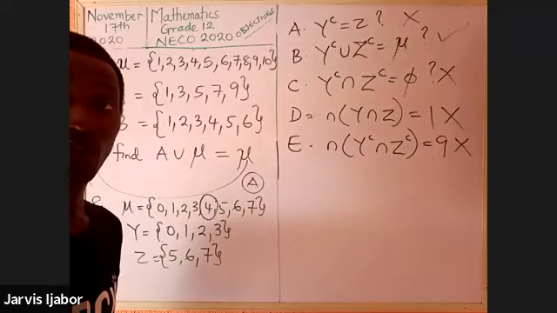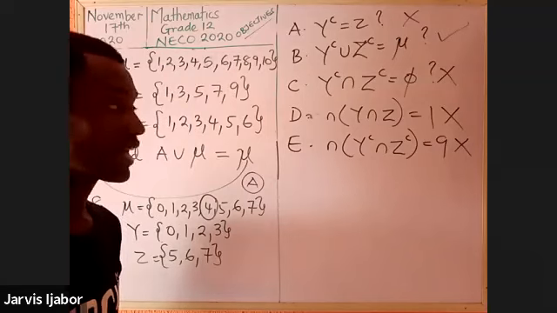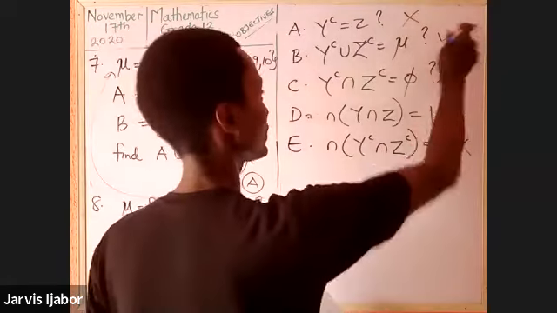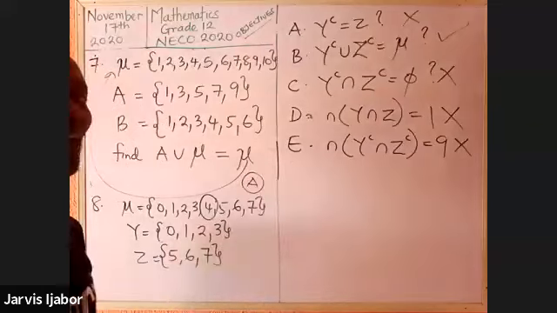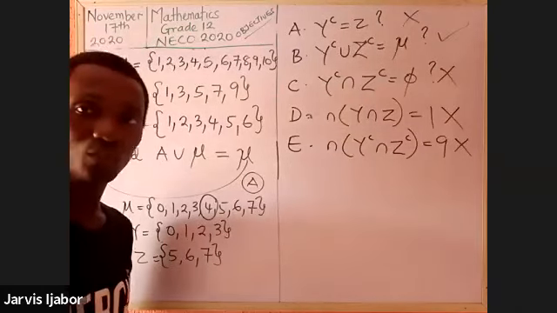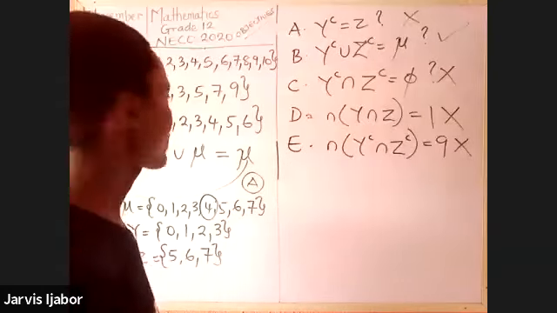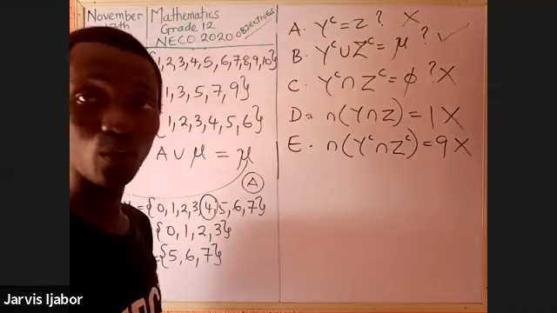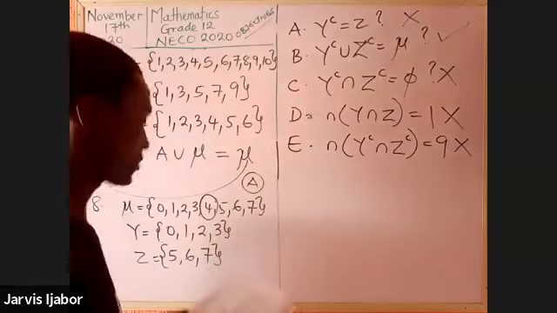That's not correct also. You get that? So the correct answer becomes B. Outside of Y uniting with outside of Z will give us the universal set. All right, so that takes care of question 8. You see that it's one of the longest questions we have taken so far. So that's for question 8.